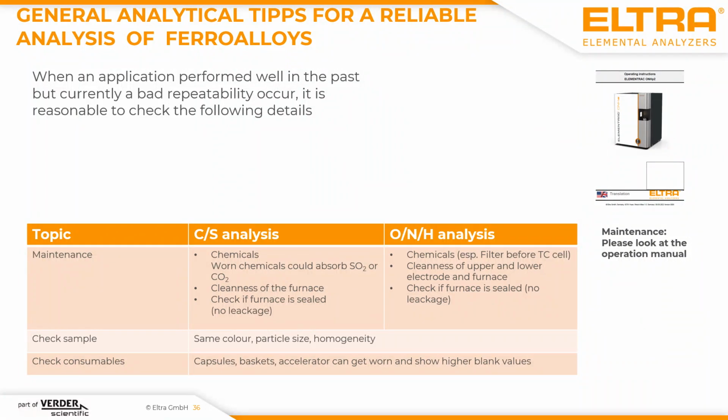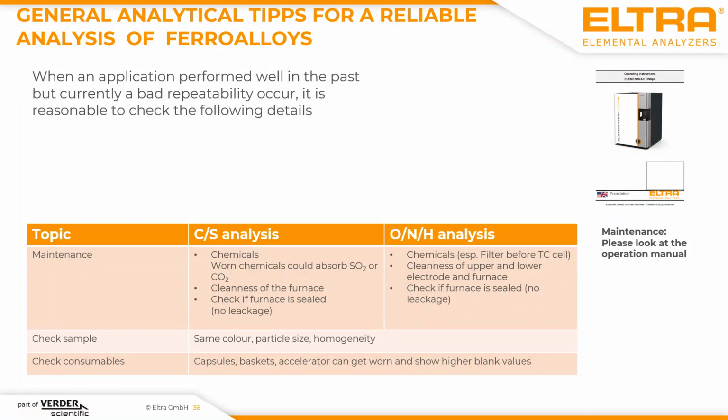The other bad thing is that you always have to evaluate the condition of consumables, which means baskets and accelerators, because they can get worn when they are stored wrongly. A good example is from another customer. The main person who works with the CS analyzer was on holiday, and his partner had the tungsten placed in a special hood. But this hood was full of acid, so the tungsten was contaminated and it was no longer possible to get reliable carbon and sulfur analysis.